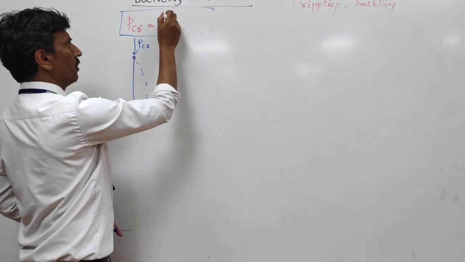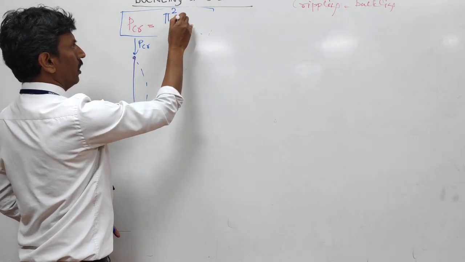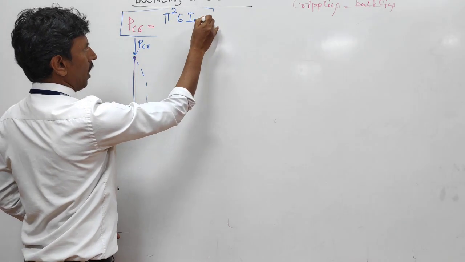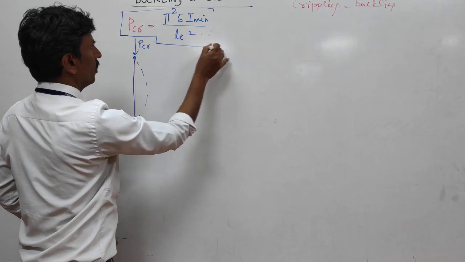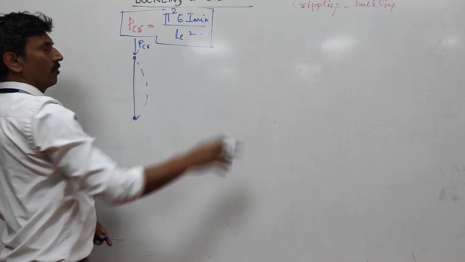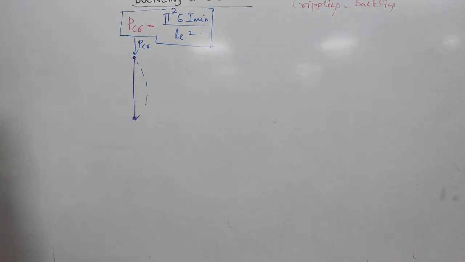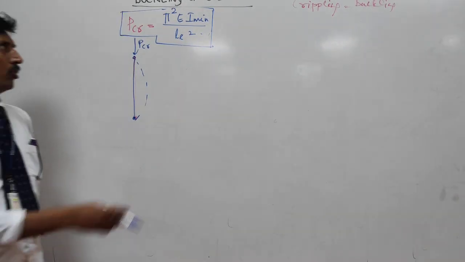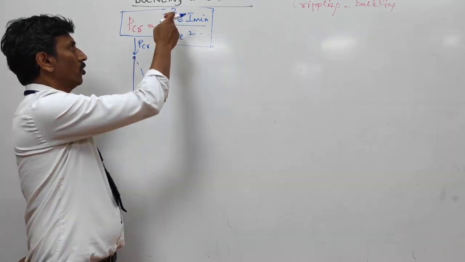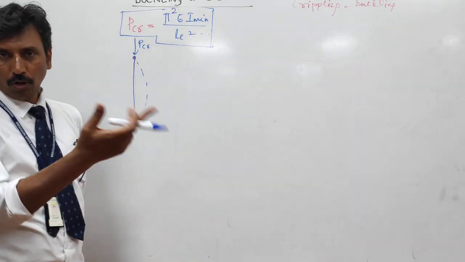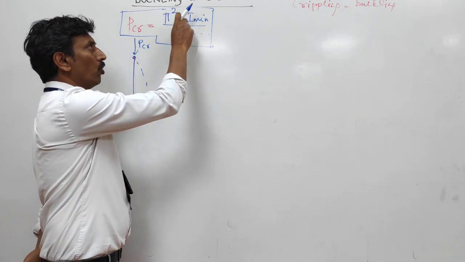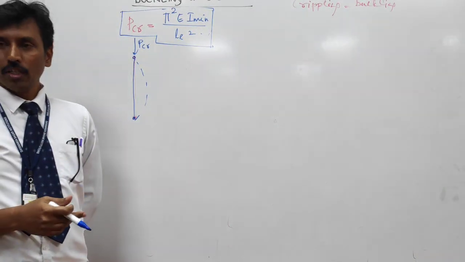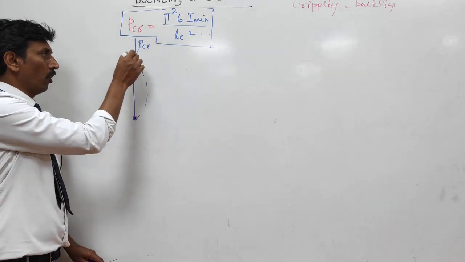The Euler equation is given by pi squared E I minimum divided by L E squared. This is called Euler's equation. You know what pi is, 3.14. What is E? Young's modulus of the material, like 200 GPa or something they give. And I, you know. What is I? Moment of inertia.